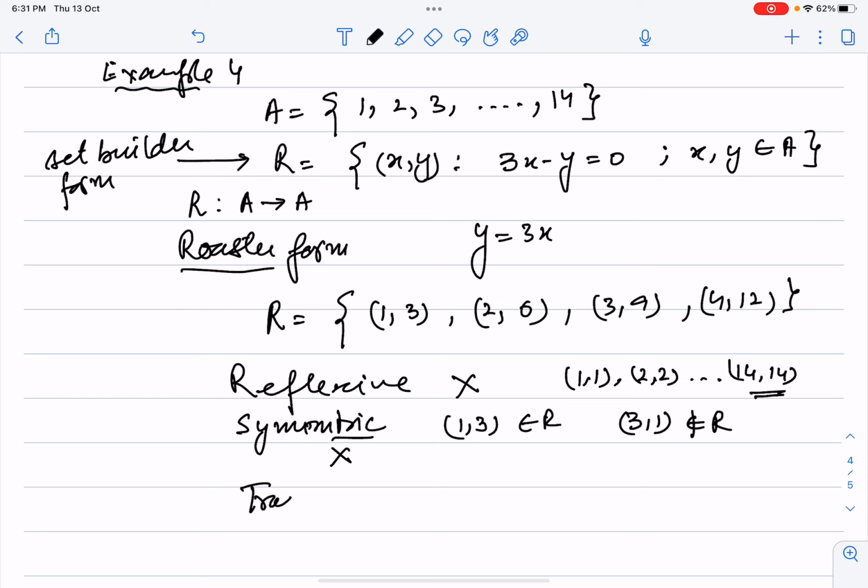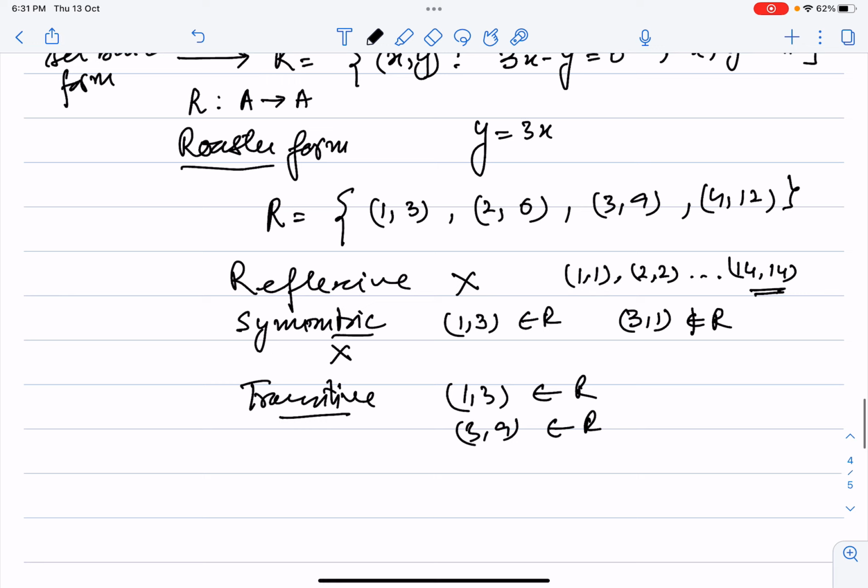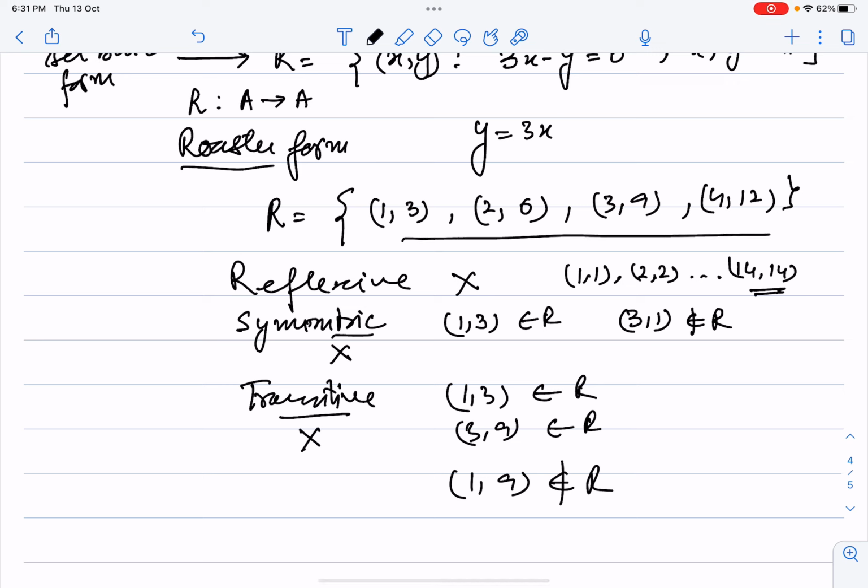Now what about transitive? Transitive relation. Now (1, 3) is there, it belongs to R. (3, 9) belongs to R. Does it mean that (1, 9) also belongs to R? No, it does not belong. There is no (1, 9) in this. So it does not belong to R. Hence, it is also not a transitive relation.